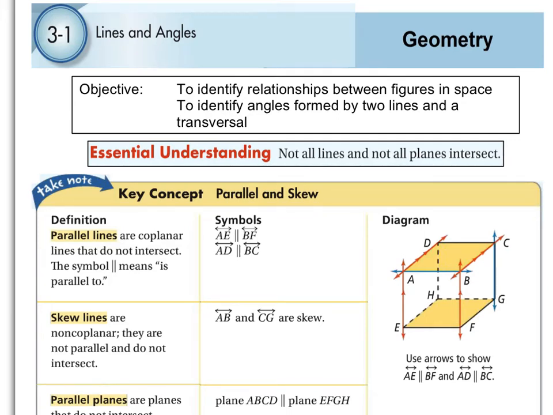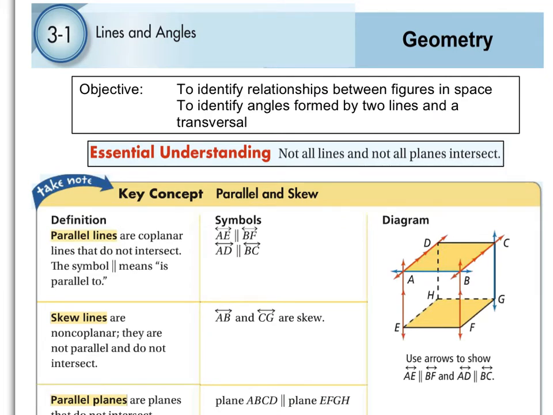This is your introduction to section 3.1, part 1, lines and angles. Okay, the objective that we're going to talk about here in part 1 is we're going to identify relationships between figures in space. The essential understanding here is that not all lines and not all planes intersect with each other.